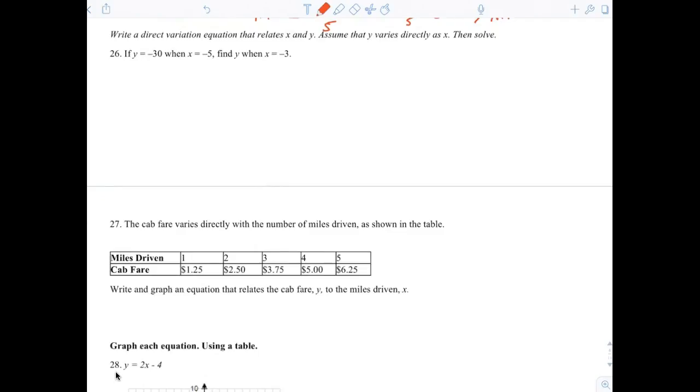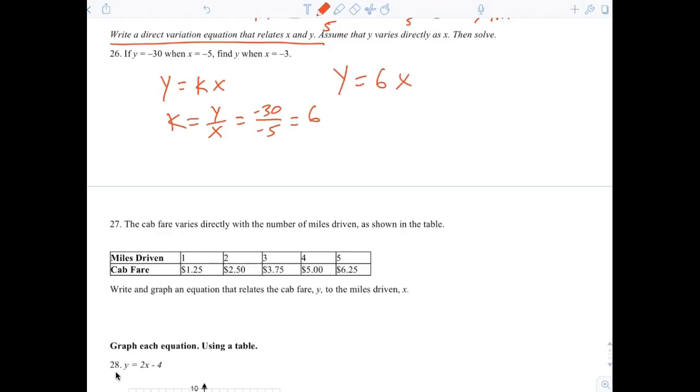All right, write a direct variation equation. So I have to write y equals kx. Well, what did we say k was again? k is y over x. So in this case, our constant is negative 30 divided by negative 5, which is 6. So our equation is y equals 6x.